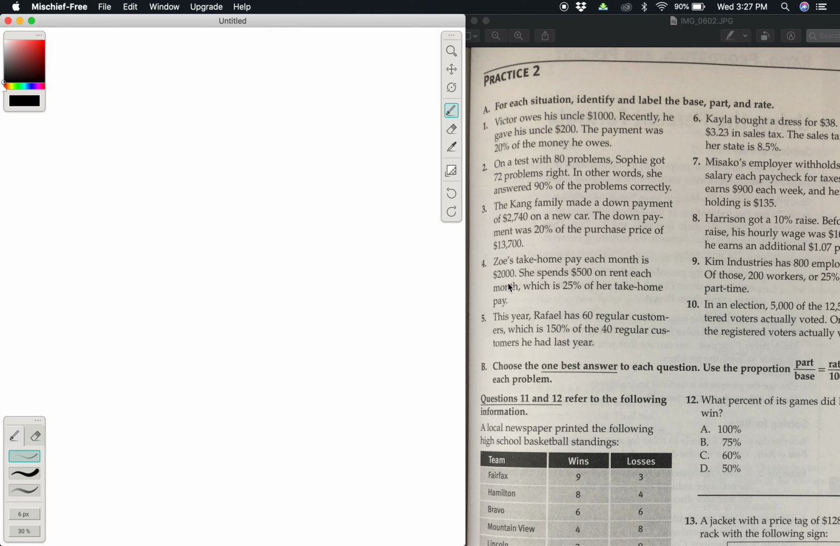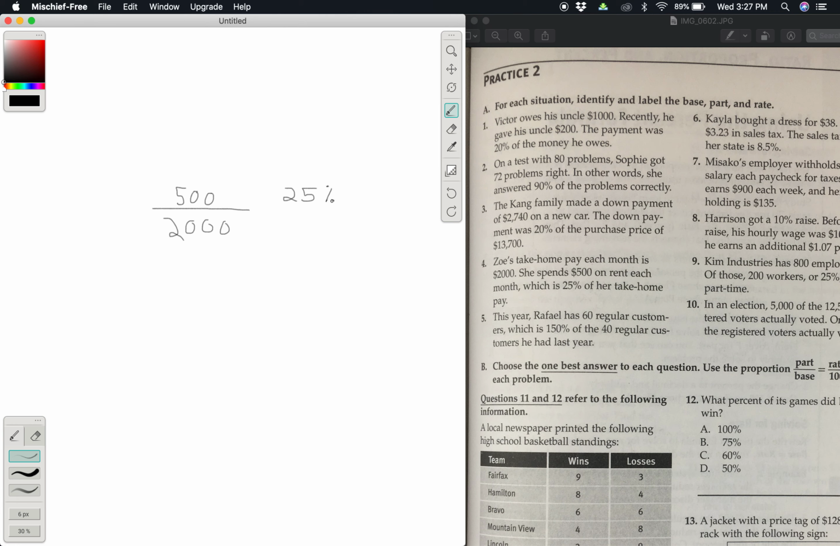Okay, number 4. Zoe's take home pay each month is $2,000. She spends $500 on rent each month, which is 25% of her take home pay. So $2,000 is what she makes each month. She spends $500 on rent, and with 25, which is 25%, 25% is the rate. Okay.